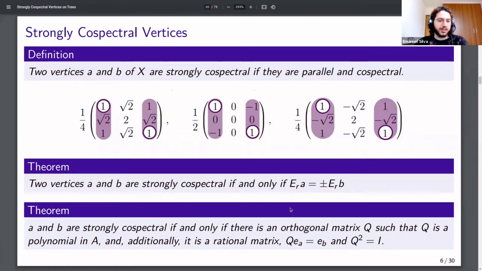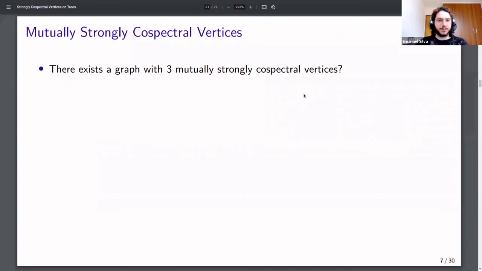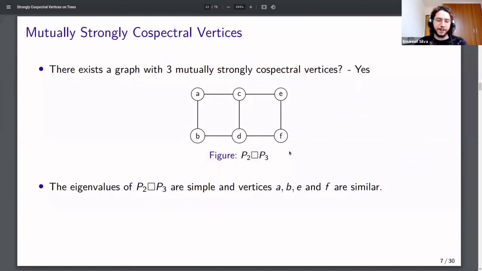So this is the definition of strongly cospectral vertices and some theorems related to it. And now let's go to the problem. The problem here is whether there exists a graph with three mutually strongly cospectral vertices. And actually for this problem there is an answer, and the answer is yes.